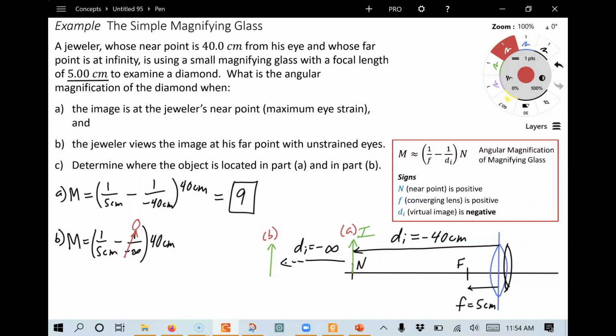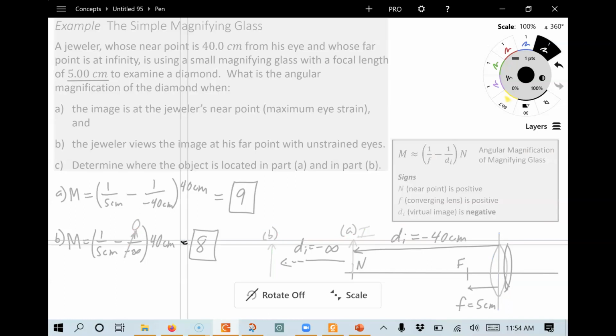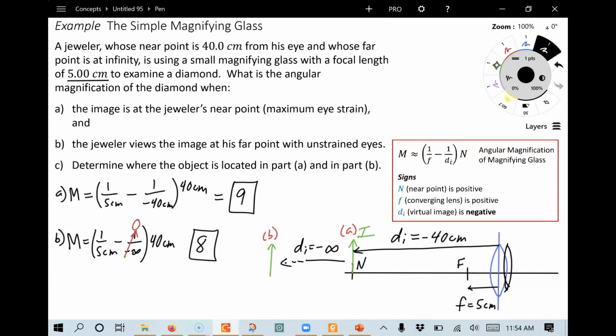That simplifies a bit. 40 centimeters divided by 5 centimeters comes out to be 8 in this case. So we end up getting a value of the angular magnification that's a little bit less if you want to relax your eyes. But if you're a jeweler, you're going to be looking at a lot of this stuff for a long time, probably a good idea.